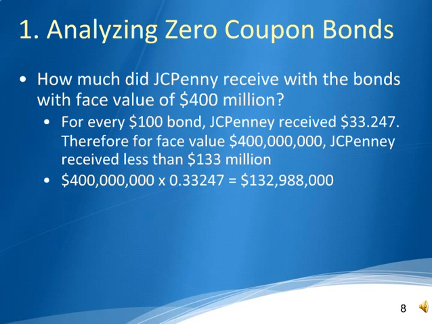How much money did JCPenney actually receive when they sold the bond? For every $100 face value bond, JCPenney actually received $33.25. Therefore, by calculation, 400 million times 0.33 is what JCPenney actually received, which is only about 133 million.